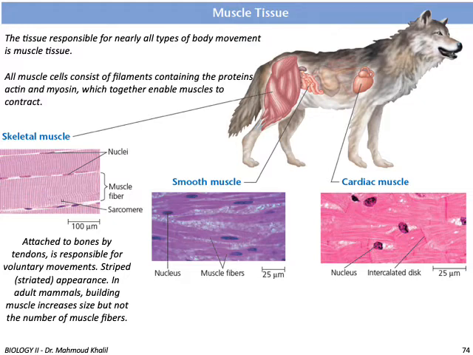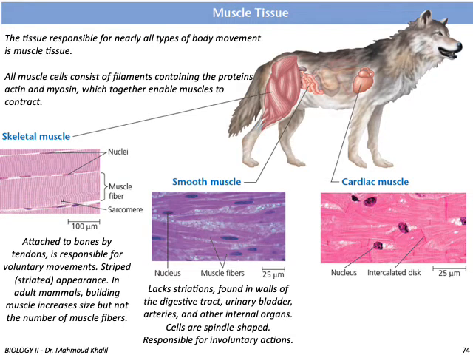In adult mammals, these muscles increase in size but not in number, while the smooth muscle lacks striation and is found on the walls of the digestive tract. So this is involuntary movement of the muscle, helping the contraction and relaxation of the muscles of the digestive tract to help move the food through the digestive tract. Cells are spindle-shaped, responsible for involuntary actions.